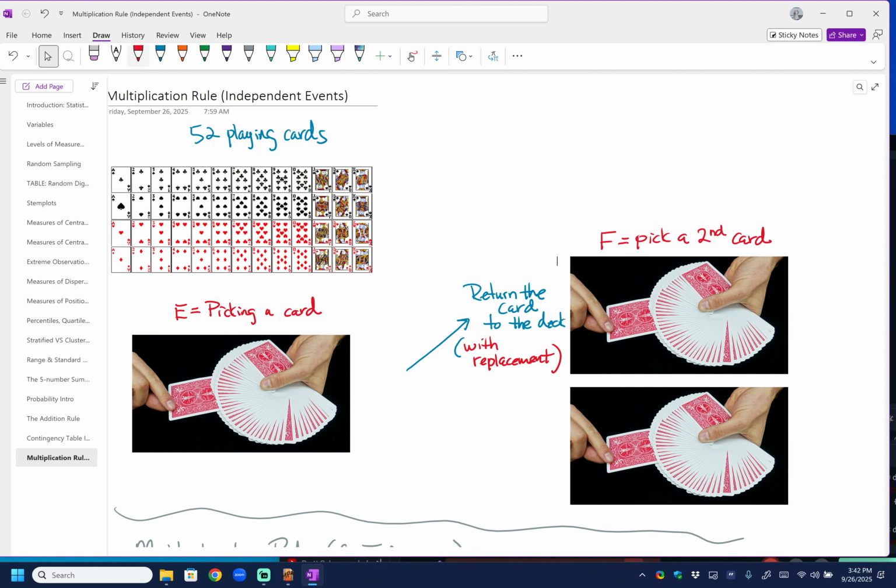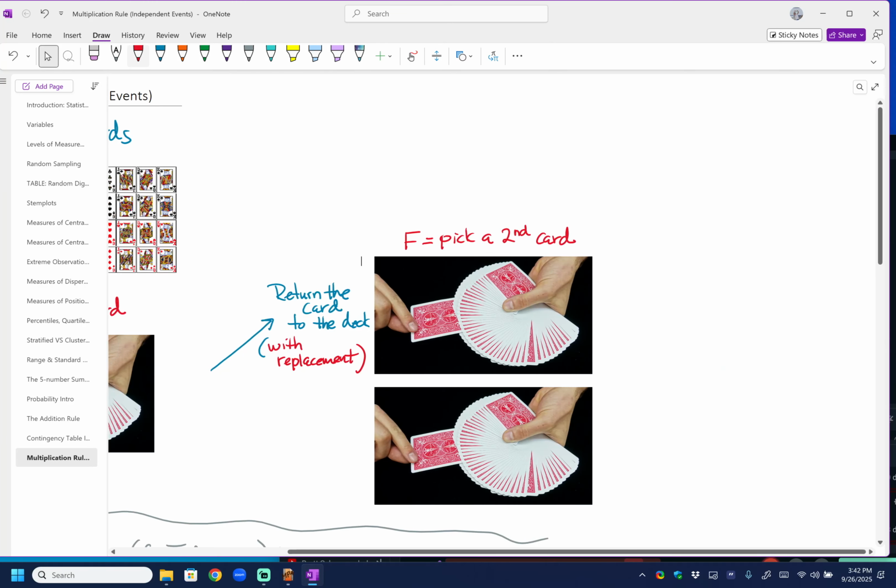Well, if we put the card back in and refresh that deck, then it doesn't. So we would say in this context that the events E and F are independent. That is our keyword here, independent.